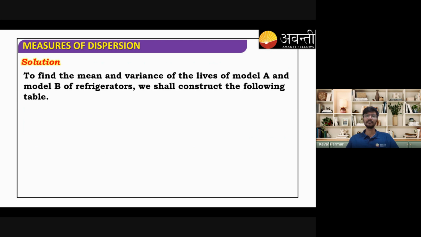We shall construct the following table, correct? The same table, guys, which we constructed till now, we have to construct it again, but the difference is we have to construct it two times, for A and for B. So the calculation will be twice the calculation. So obviously, guys, such questions will 99% of the time never be asked in JEE.